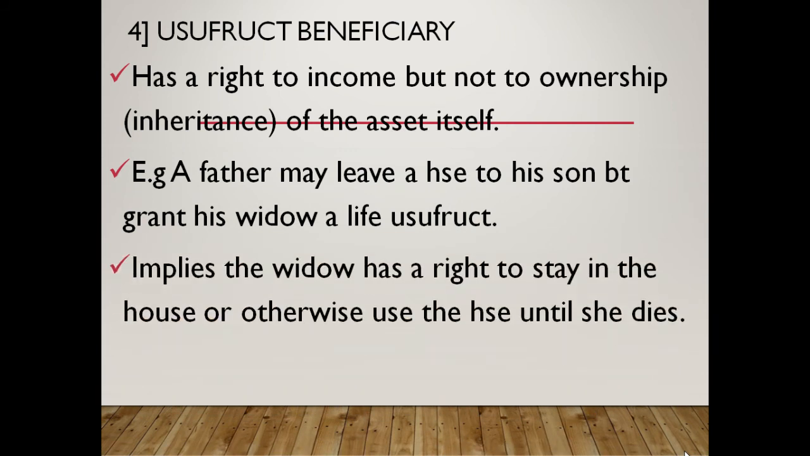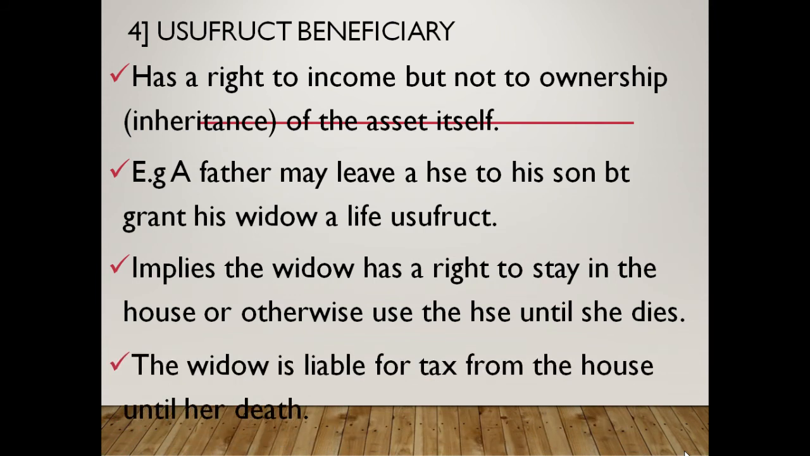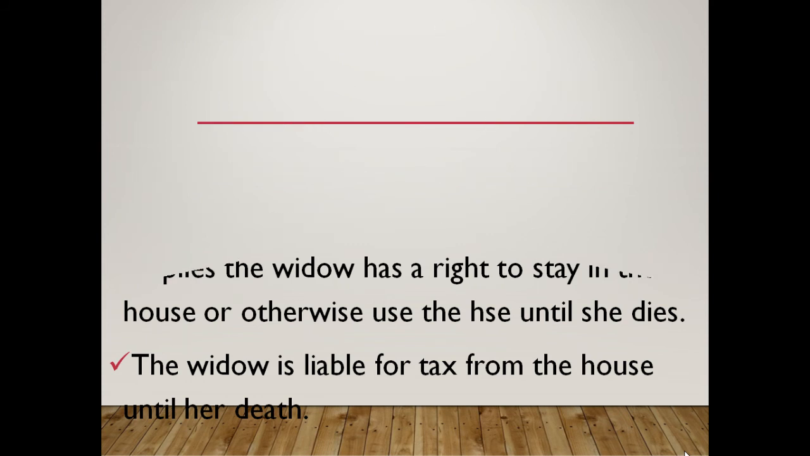So, for example, a father may leave a house to his son, but grant his widow a life usufruct. It implies the widow has the right to stay in the house or otherwise use the house until she dies. So how do we tax a usufruct beneficiary? The widow will be liable for tax from the house until her death. Until the widow dies, we tax whatever income accrues from the house in the hands of that widow.